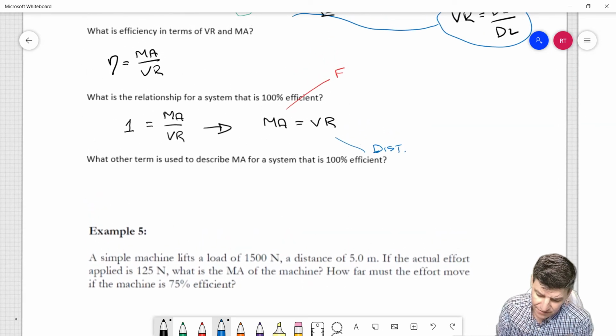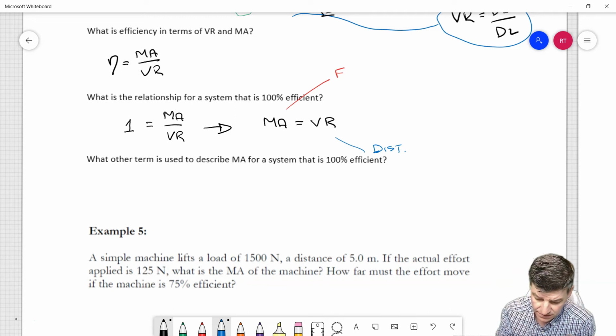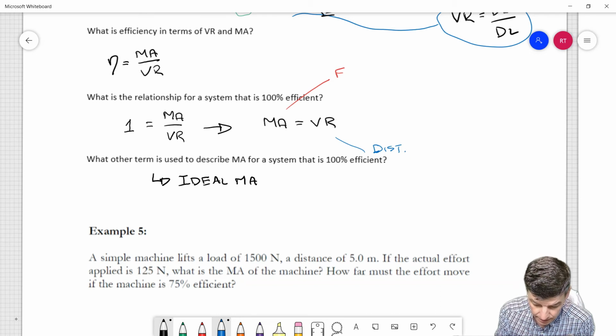If we have a term for mechanical advantage when it's 100% efficient, sometimes you may see this in a question, it would be the ideal MA, which means that it's 100% efficient.